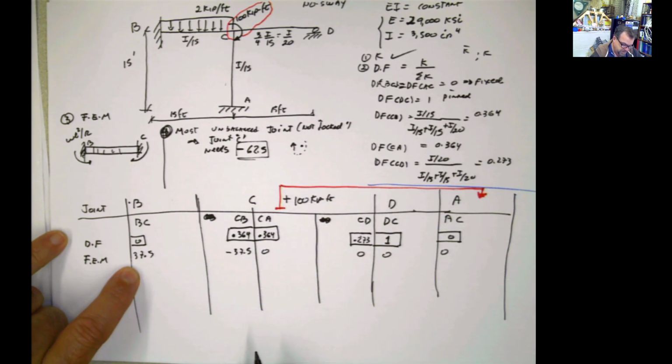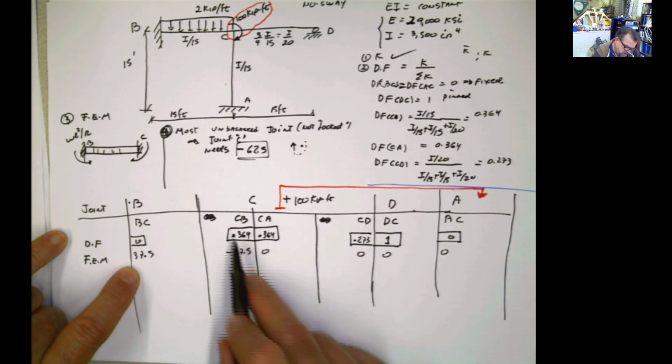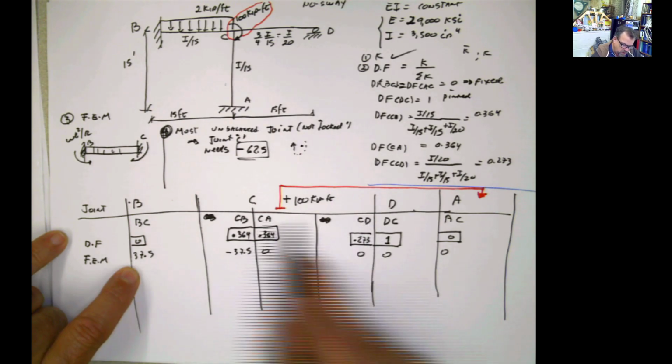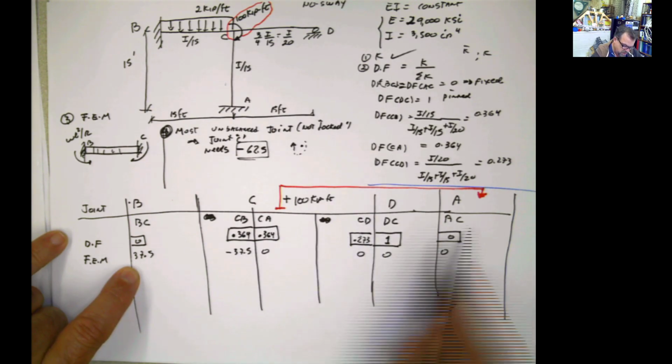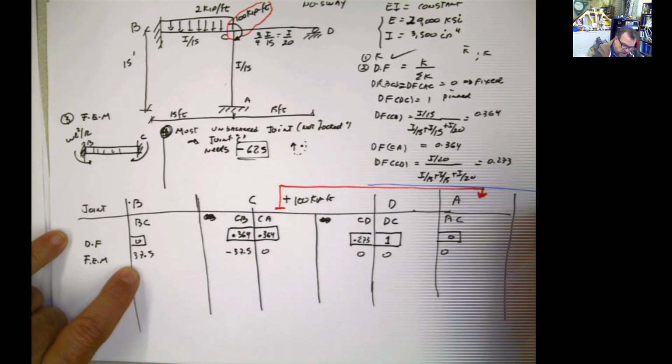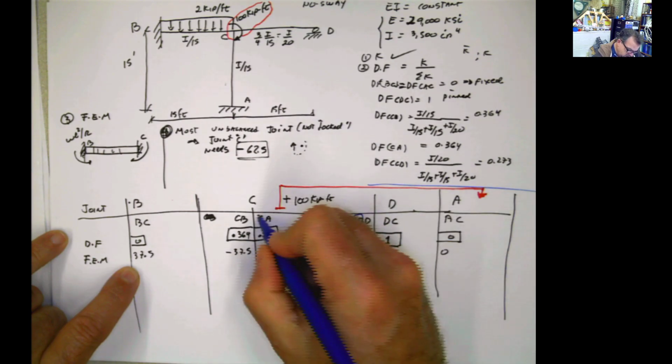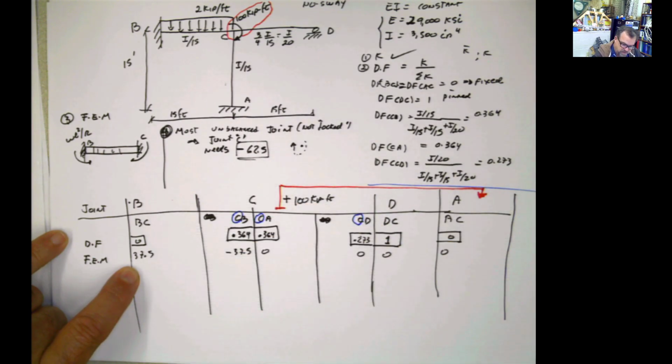and AC. That's the way it has to, I'm sorry, CB, CA, and CD. The CA will transfer over there, whatever it has to transfer. But the distribution factor for the joint C is everything that starts with C. That's it.